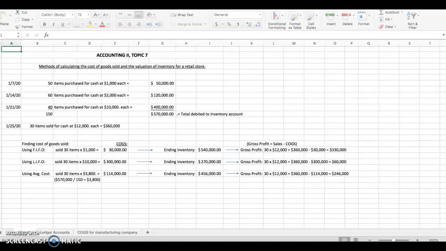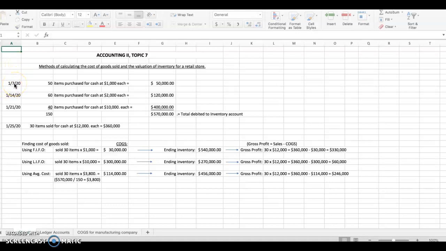I'm giving you an example here, and we'll walk through this to show an extreme example of how these different kinds of determining the value of inventory can make a huge difference in the gross profit that's shown on the income statement of the business. So I've given you some information on the screen, and we'll walk through this.